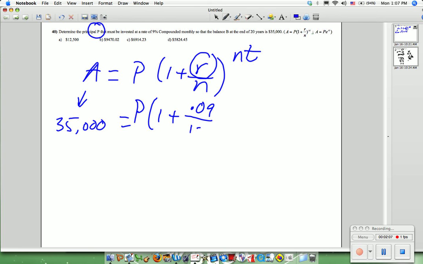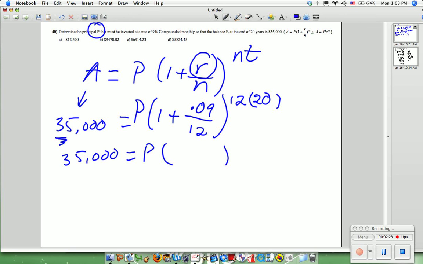And then N, what do we say N was? 12. So then we multiply that by T. How many years did it run by the end? 20 years. So after 20 years, we have $35,000. So we're setting up an equation looking for P. The equation is set up. We now just need to find the number.